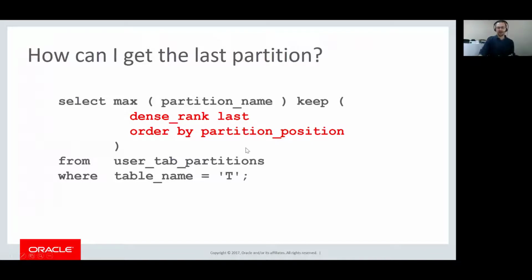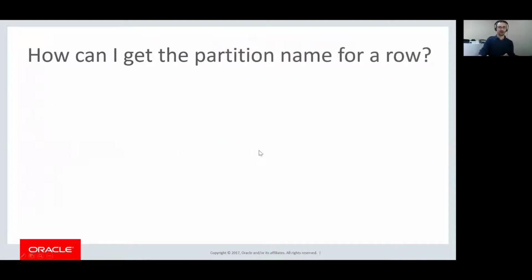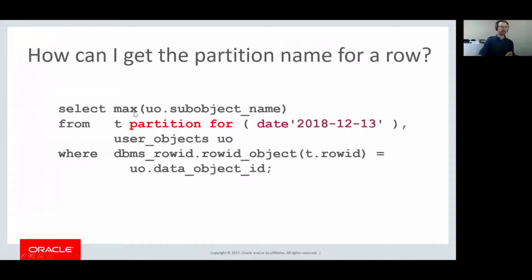So how can we find the partition for a particular row or a particular value? Today's the 13th of December. How do we find which partition those rows are in? Well, there's another little technique you can use: the handy PARTITION FOR syntax. You have your table name and you say PARTITION FOR a particular value, and it will return all the rows in that partition.